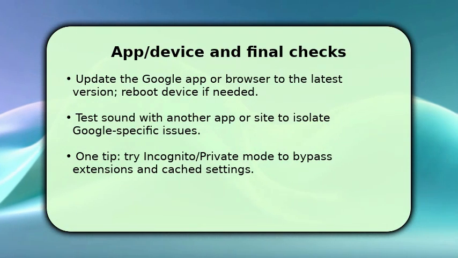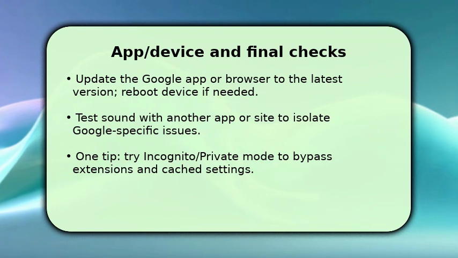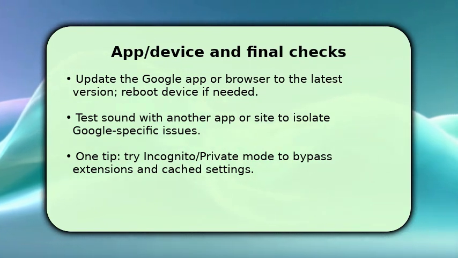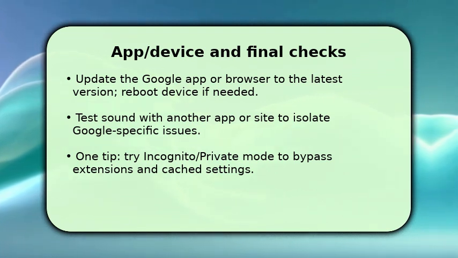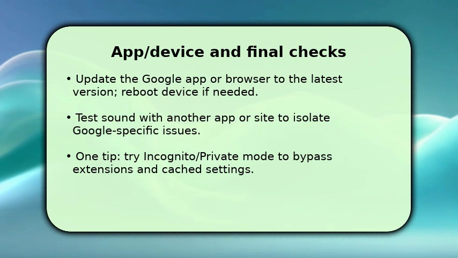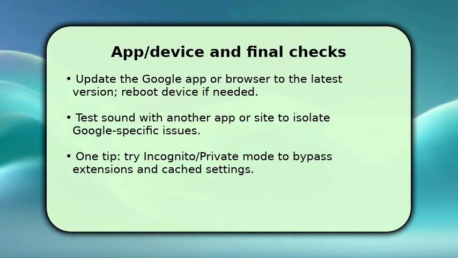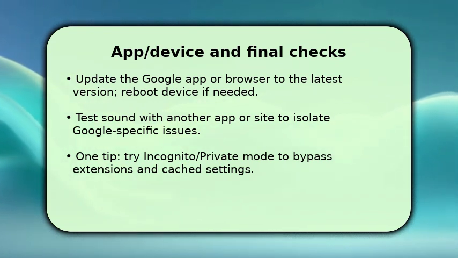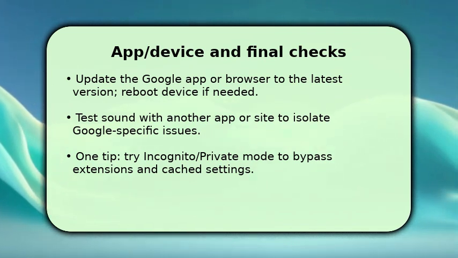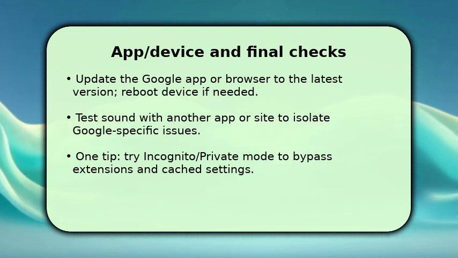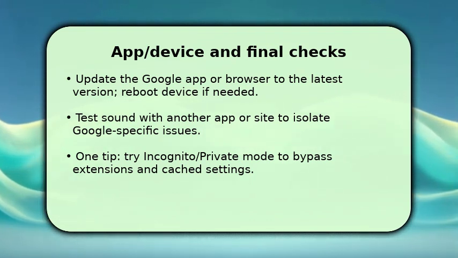You finish by isolating device or app issues and applying final fixes. Update the Google app or your browser and reboot the device to clear transient errors. Test audio on a different site or app to confirm whether the problem is Google-specific. This narrows the fault. If sound still fails, open a private window to bypass extensions and cache, then test again. If that works, re-enable extensions one by one. Troubleshooting tip: check the OS app volume mixer to ensure the browser's channel isn't muted.